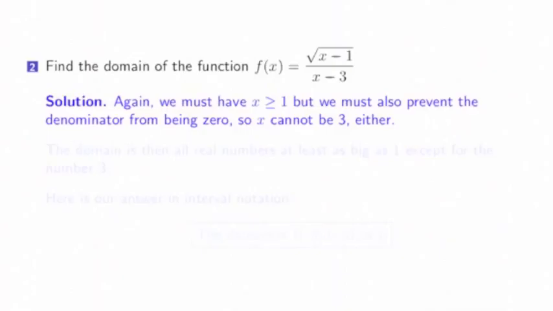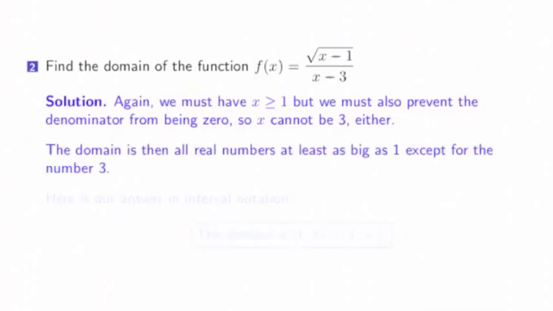If I look at this expression and I see that radical sign, I say x has to be at least 1 so that I don't put negative numbers into the radical. And then when I look at the denominator, I say x can't be 3 because I couldn't have a 0 there. So our domain is all real numbers at least as big as 1 except for the number 3.